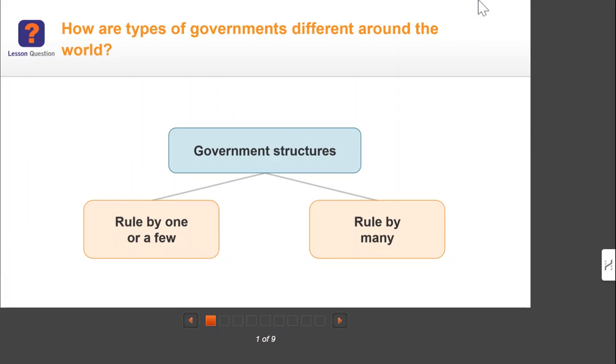In this lesson, we're answering the question, how are types of government different around the world? You have seen that countries around the world have different forms of government. To understand how those governments function, we'll start by looking at how government structures distribute power.